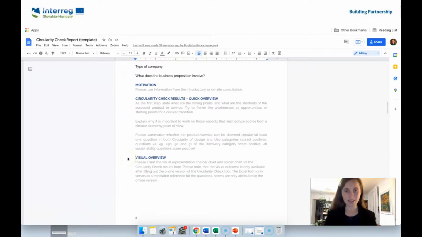The next step is to insert a visual overview of these results. You can insert the spider chart and the bar chart that you receive in the online tool after you filled out all the pertaining circularity check questions. Again, the visual representation will only show in the online form. It's not available in your Excel sheets.